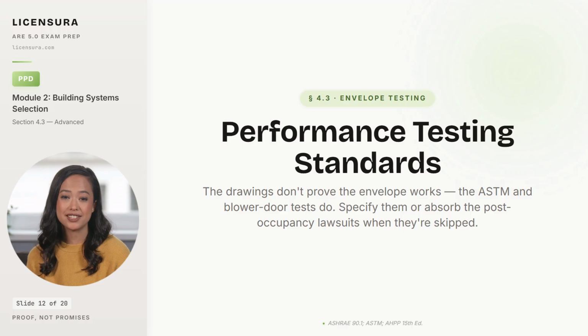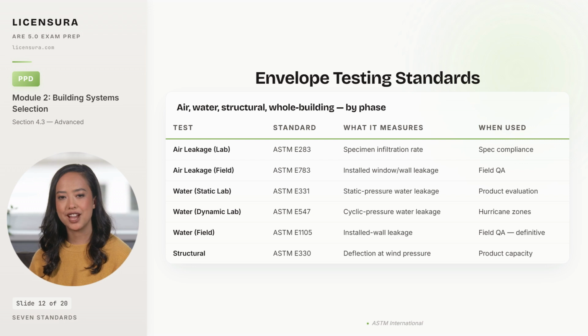7 test standards cover the 4 performance dimensions the envelope has to satisfy. 7 tests, grouped by what they measure and when they happen. Air leakage testing splits into 2. ASTM E283 runs in the laboratory on a window or wall specimen to demonstrate the product meets spec. And ASTM E783 runs in the field on the installed assembly to verify the contractor's work.